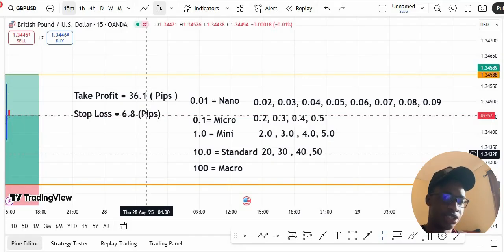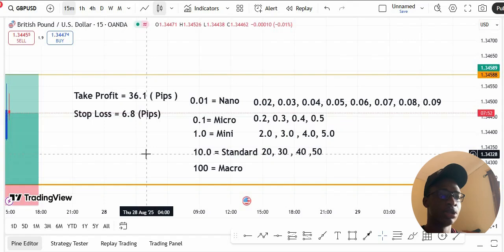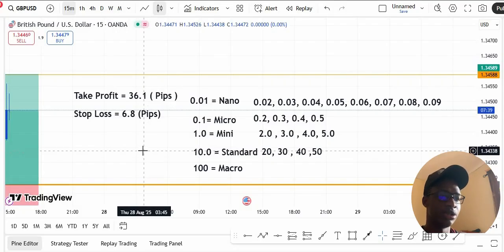Then 2.0 is going to be 1 pip, $2. 2 pip is going to be double of it. 2 times 2 is going to be 4. 3 pip, 3 times 2, $6. That's how it's going to be going.